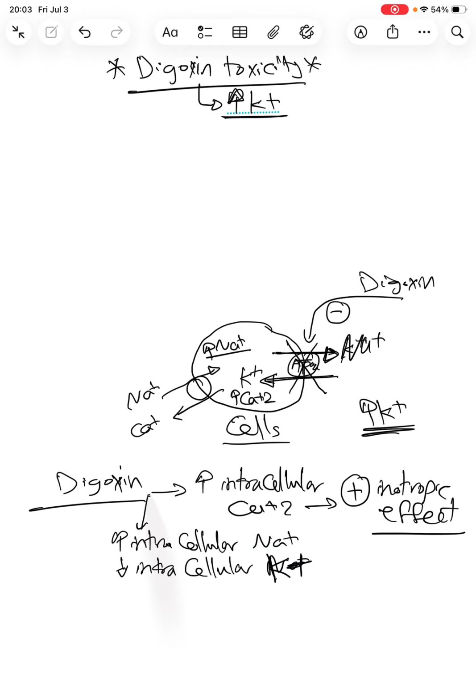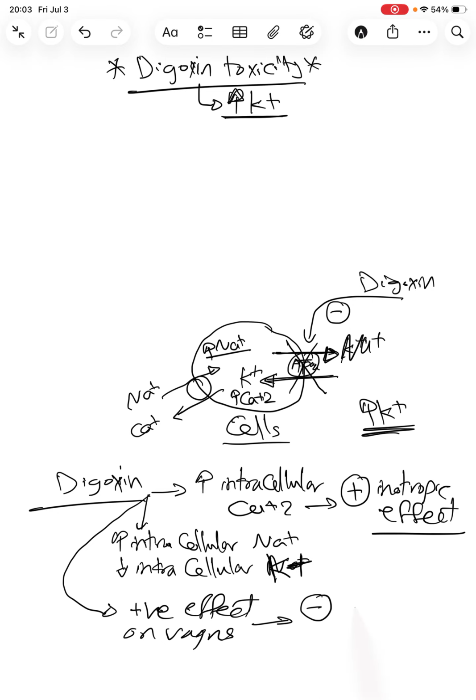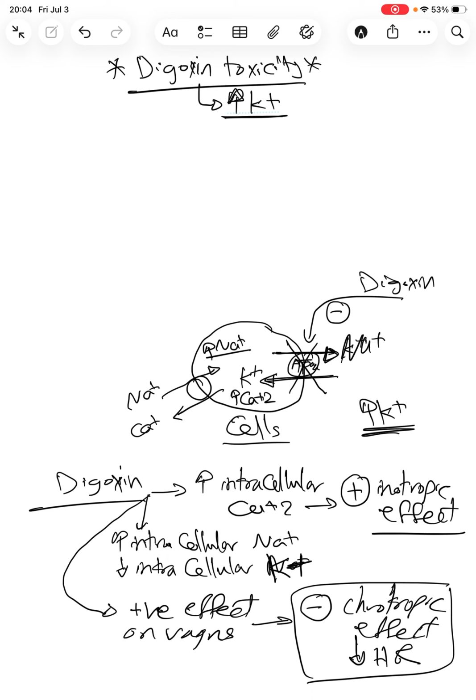Also, digoxin has a positive effect on the vagus nerve, so as a consequence it has a negative chronotropic effect and will decrease the heart rate, and this is why digoxin can be used sometimes in the treatment of Afib with RVR. So this is the normal mechanism of action of digoxin.